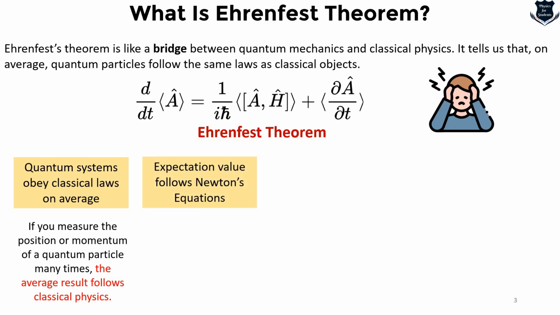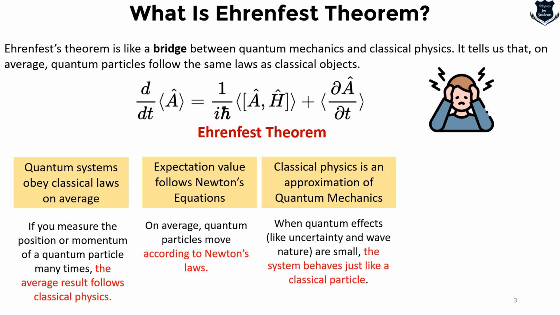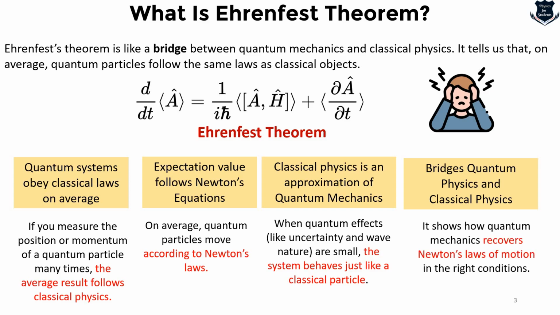The second thing it shows is that the expectation value in the Ehrenfest theorem also follows Newton's equation. That means on average, quantum particles move according to Newton's law. The third and most important is that classical physics is an approximation of quantum mechanics. That means when quantum effects like, for example, uncertainty and wave nature are small, the system behaves just like a classical particle. And finally, the Ehrenfest theorem bridges the gap between quantum and classical physics, showing that quantum averages behave classically. So this is overall what we can understand about the easy meaning of the Ehrenfest theorem.